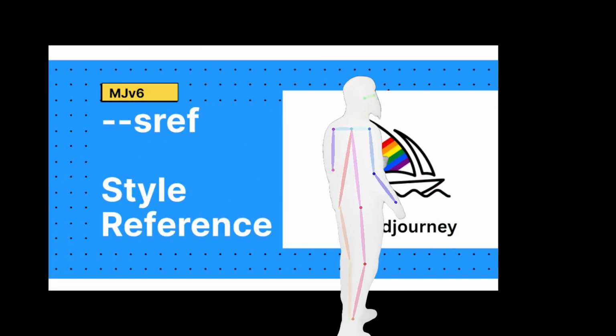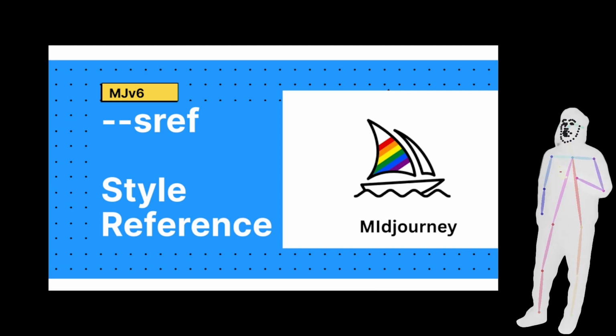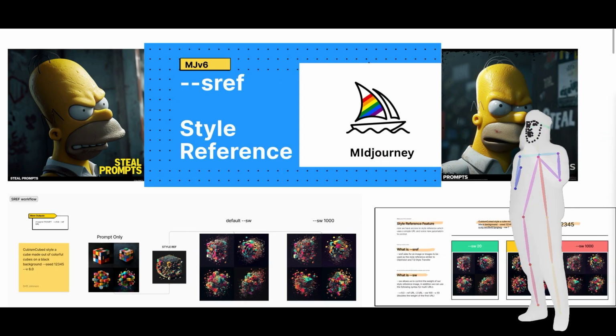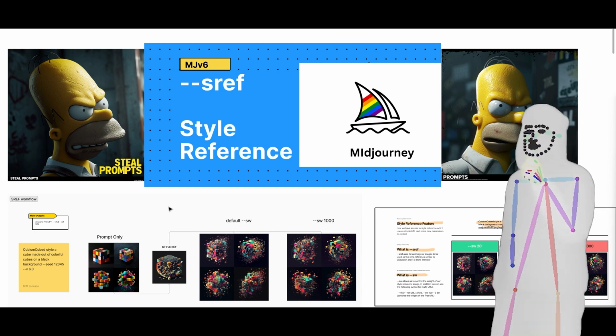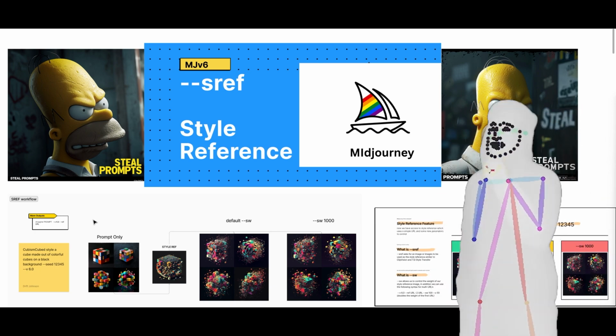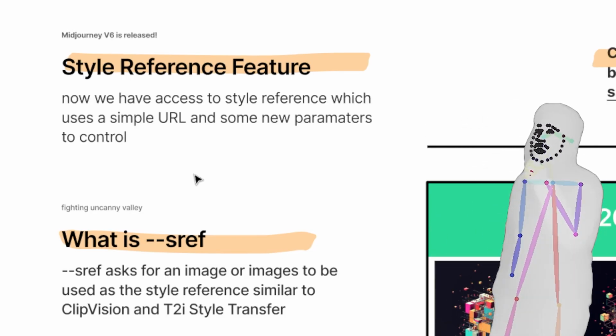Okay, welcome back, guys. We're going to do a quick rundown on the MJV6 sref style reference. We're going to get started with a couple of simple prompts. The syntax is pretty simple. All you have to do is type --sref.